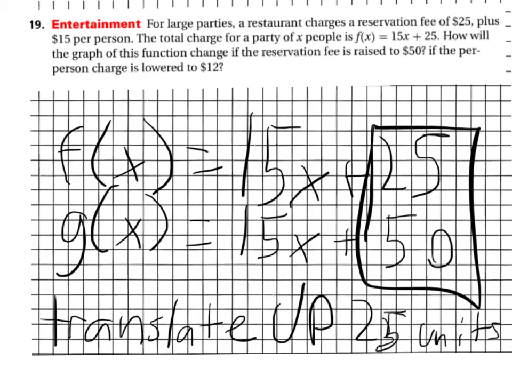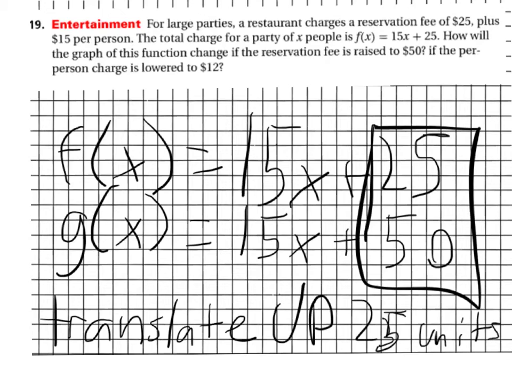Problem 3. For large parties, a restaurant charges a reservation fee of $25 plus $15 per person. The total charge for a party of x people is f of x equals 15x plus 25. How will the graph of this function change if the reservation fee is raised to $50? If the per person charge is lowered to $12? So first we're going to do what would happen if the reservation fee is raised to $50.